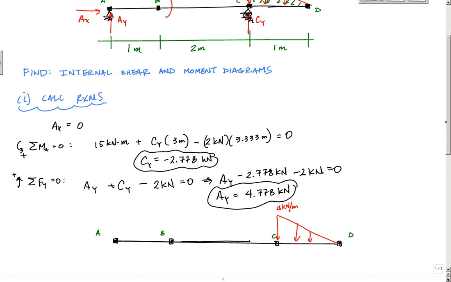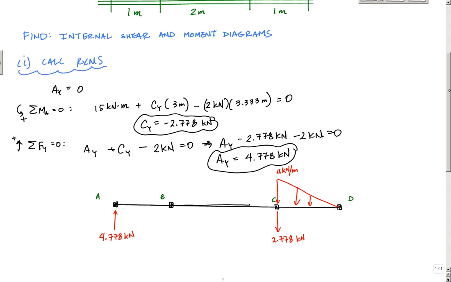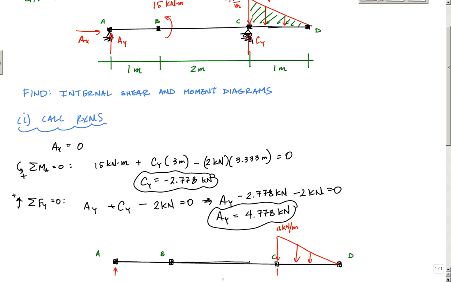Before I had CY drawn upwards, and that was negative 2.778. So what that means is that CY is actually 2.778 kilonewtons downwards. And then at A, I have a positive 4.778, which was here, 4.778 kilonewtons. And then at B, I'm going to do something here that really helps me in terms of knowing how to handle my concentrated moment here.